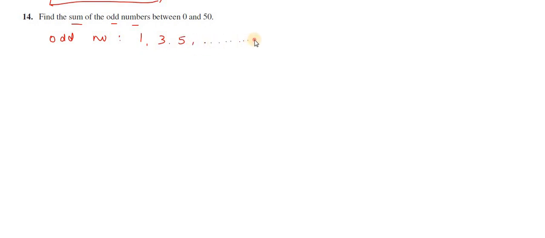So up to 50 they asked. So 50 is divisible by 2, so it is not an odd number, it is an even number. So you can take it as 49. 49 is an odd number.